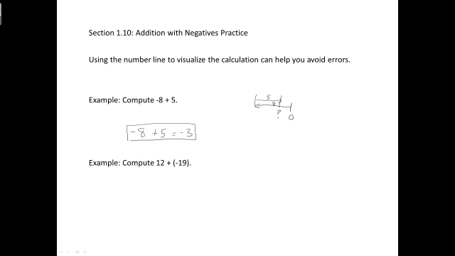Example, compute 12 plus negative 19. These numbers are slightly larger than before, but we can still follow the same logic. Start at 0 and go 12 spaces to the right. And then if we go 19 spaces to the left from here, it should not be hard to visualize that you will end up to the left of 0, and so your final answer will be negative. 12 plus negative 19 equals negative something. The question is, what is that something? How far past 0 have you gone? You should be able to see that you've gone 7 paces past 0.